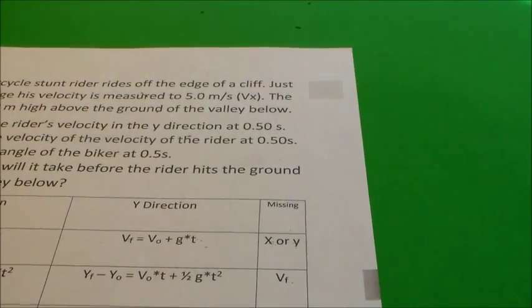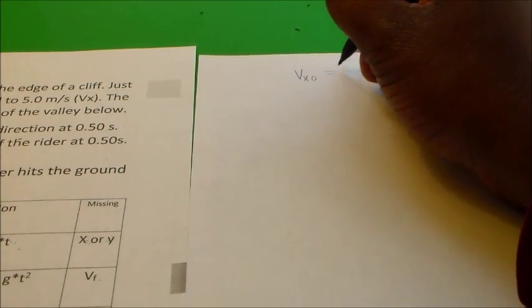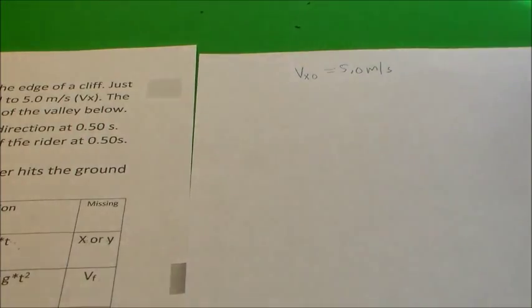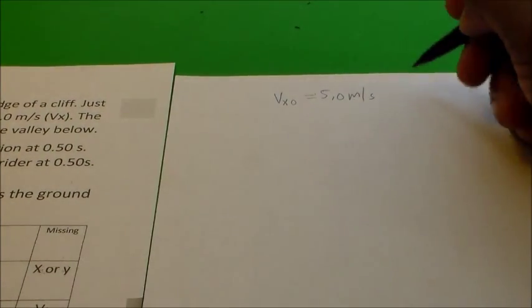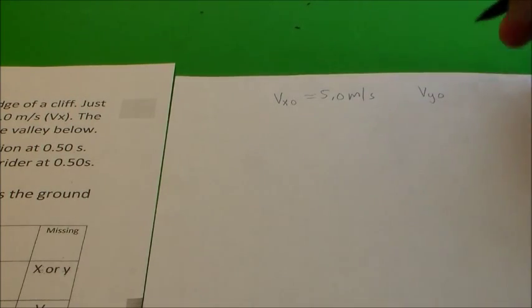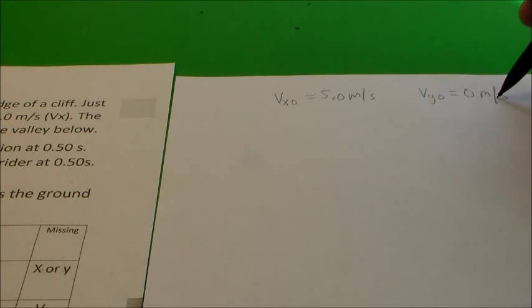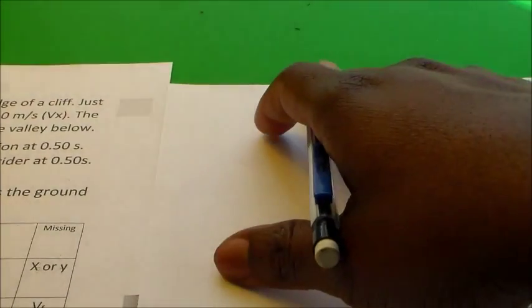What the problem gave us, and I'll write this over here on a separate sheet of paper, is that the rider's initial x velocity is equal to 5.0 meters per second. What we can deduce from the problem is that the initial velocity in the y direction is equal to 0 meters per second, because just before the rider leaves the cliff, the rider is not moving in the y direction, and therefore the velocity in the y direction has to be equal to 0 meters per second.